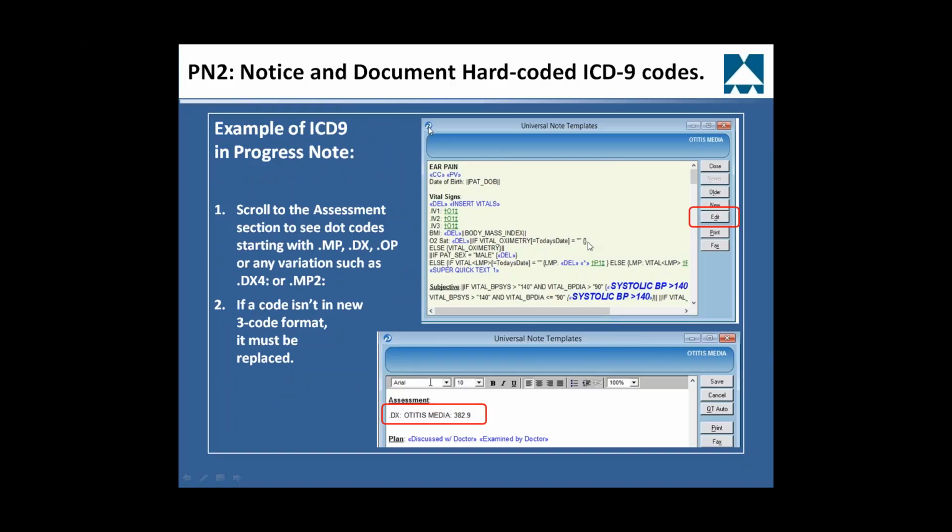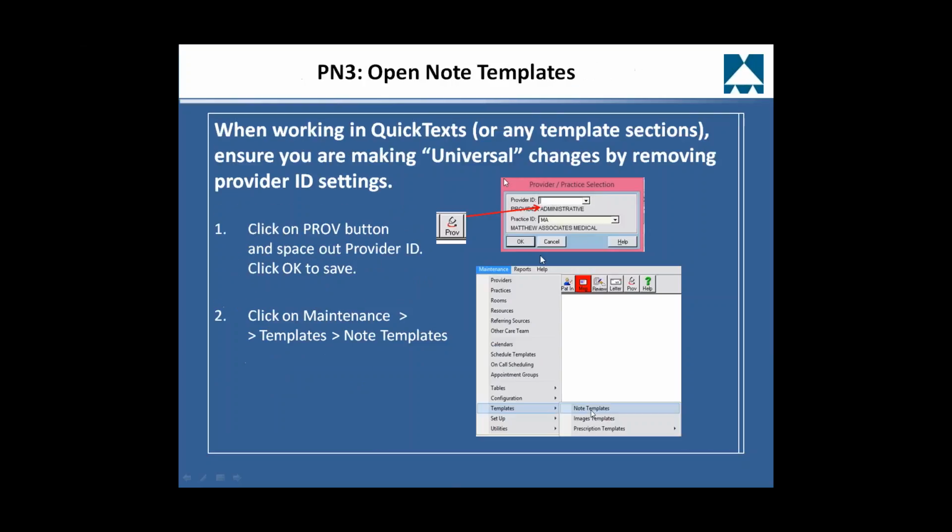This is an old one, and you can see in the assessment for this, it had diagnosis otitis media 382.9. That's what we call a hard-coded diagnosis code with ICD9. So that needs to be fixed. So you need to go to your quick text menu, again, get rid of the provider. You go to maintenance, templates, note templates.